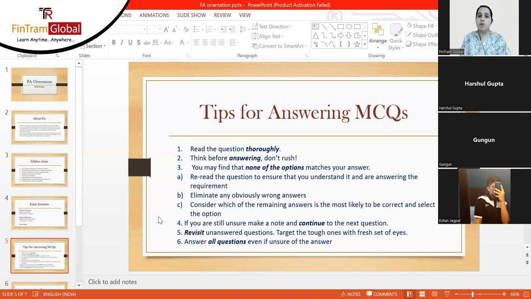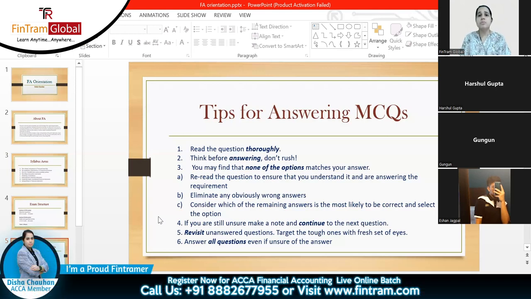Then you need to think before answering. Don't rush. Sometimes we just read the first option and feel, oh, this looks like the answer, and just click on it. No, you have to read all the options and then analyze whether A is the answer or C is the answer. Sometimes they ask, let's say, advantages, and if you have not read it properly, you feel they're asking about disadvantages, and the first option could be a disadvantage and you just click on it. So it's important that you look at the requirement: what exactly are they asking me? And you think well before answering, looking at all of the options before you rush and select an answer.